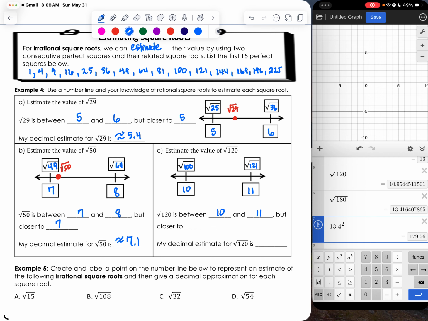But I also want you to notice that square root of 120 is very close to square root 121. So it's going to be closer to the 11. If I was going to estimate it, I want a number that's between 10 and 11, but closer to the 11. So I'm going to say approximately 10.9 or so. Maybe you put 10.8. That's fine. Okay.